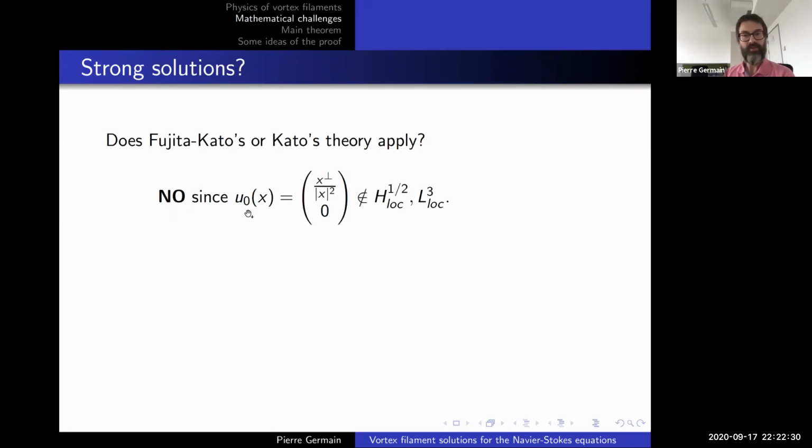once again, u0 misses these functional spaces by quite a bit. Okay, so there were a number of improvements, but let me get to the optimal framework, which is, as you know, Koch-Tataru theory. Could it apply to this framework? So Koch-Tataru theory was about data which are gradients of BMO functions.